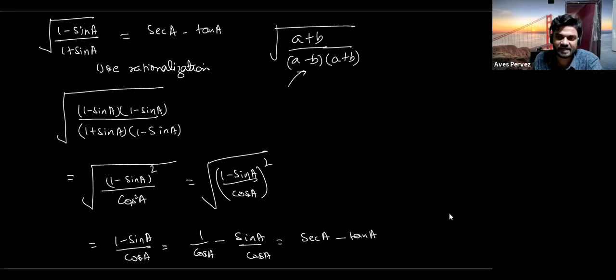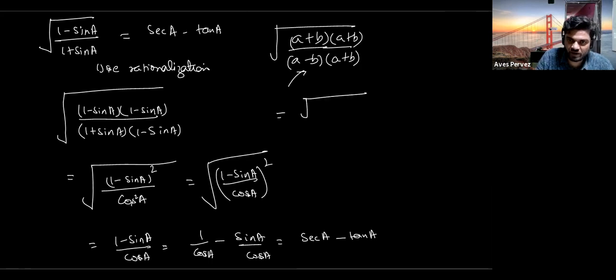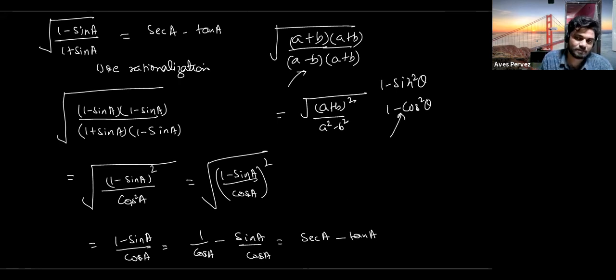Why I'm changing the sign is because when you multiply this one, actually most of the time it happens that this will become a plus b into a minus b. This will become a plus b whole square, and in this one this will become a square minus b square. Most of the time it becomes 1 minus sine square theta, or 1 minus cos square theta, because if it is plus, then we have to multiply. So the minus sign is fixed here.